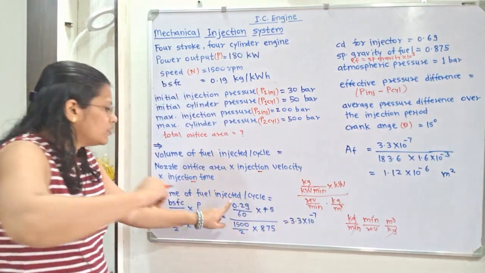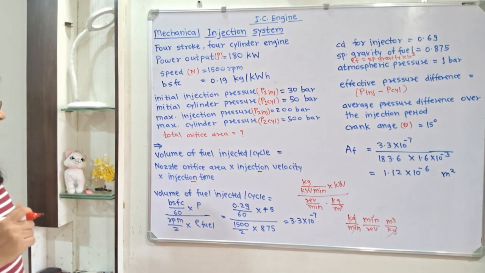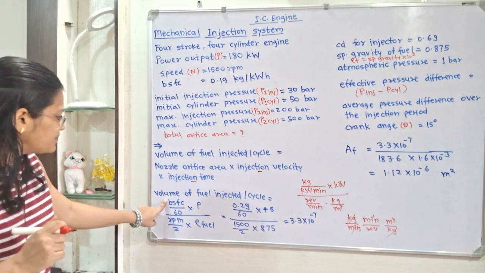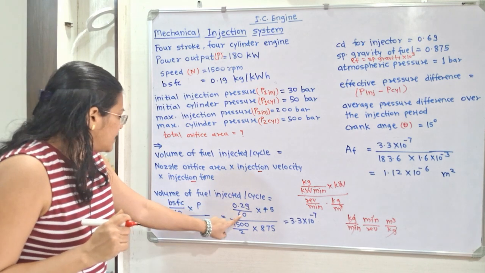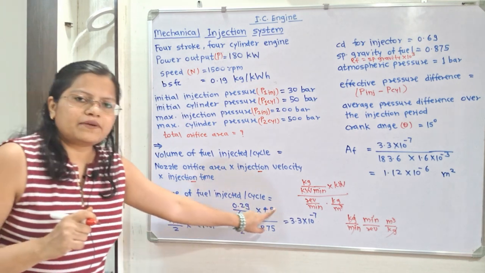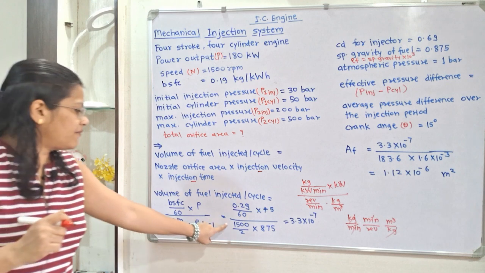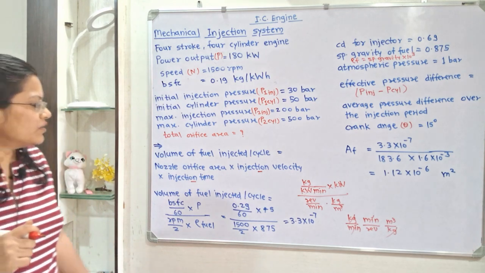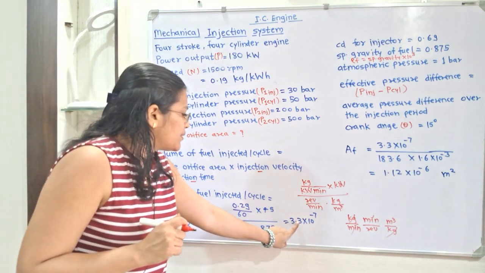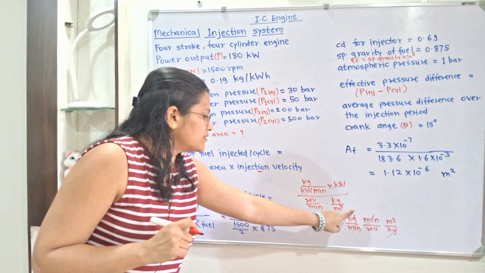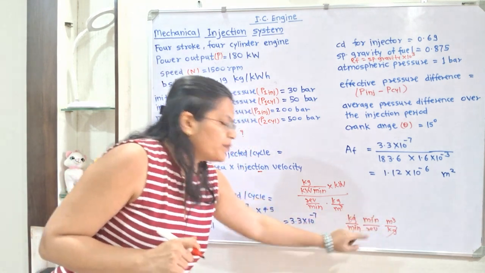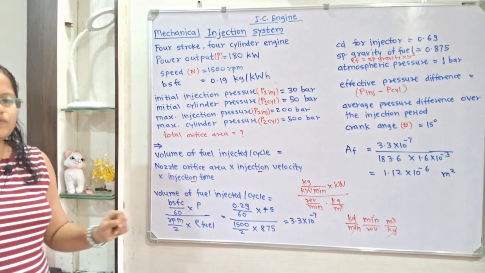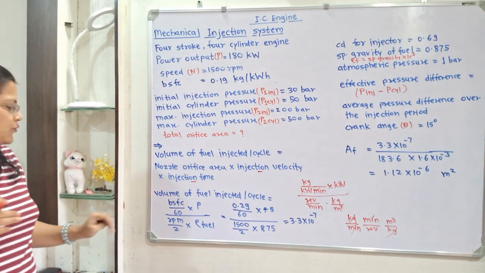So we have to calculate all this data. It is 0.29 by 60 multiplied by 45 divided by 1500 by 2 multiplied by 875. When we calculate, we get 3.3 into 10 raised to minus 7 meter cube per revolution. So this is the volume. Volume is always in meter cube.